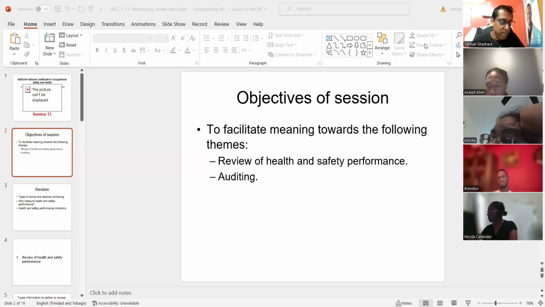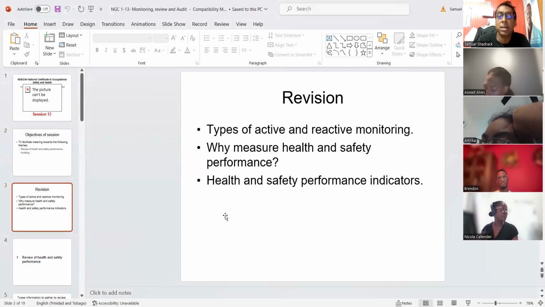If you have your books, we are on 4.3, and I'll come back to 4.2. The reason is the last class. Let me read this for you: to facilitate meaning towards the following themes: review of health and safety performance and auditing. That's today's class. But last class, we would have been looking at active and reactive monitoring.